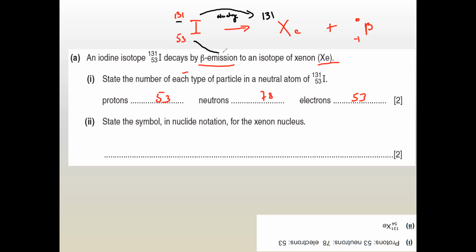But what happened to atomic number? Atomic number or the proton number increases by 1, so it will become 54. So we have to write the nuclide notation for xenon only. So the xenon which is formed here, the nucleon number will be 131 and atomic number will be 54.